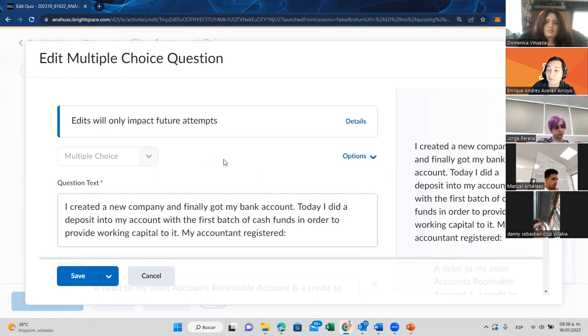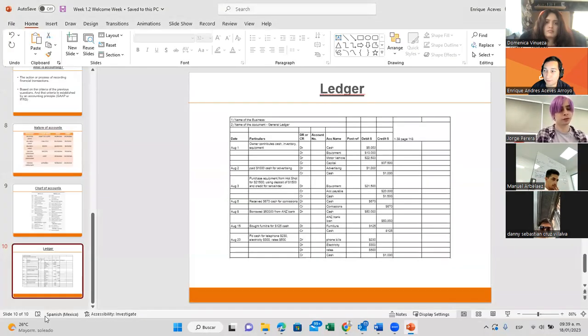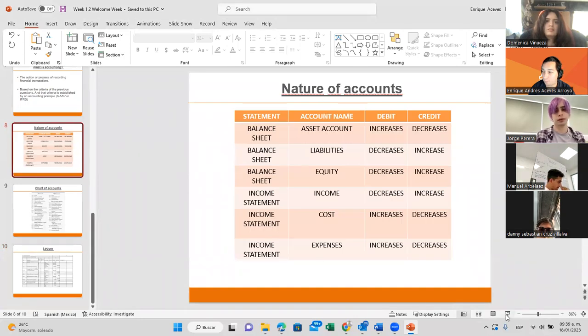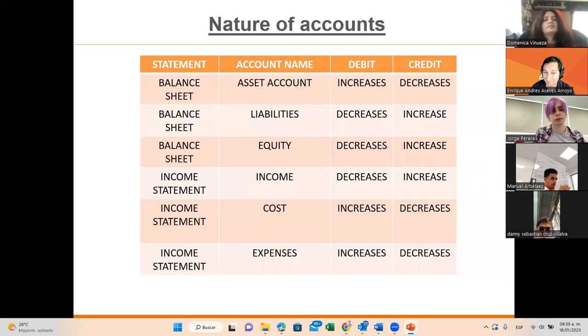I created a new company and finally got my bank account. Today, I did a deposit into that account with the first batch of cash funds in order to provide working capital to it. What's the debit account? The bank account. Why bank account? Because it is an asset that increases by debit. So your deposit, yeah, right. Yeah, and the asset increases by debit.